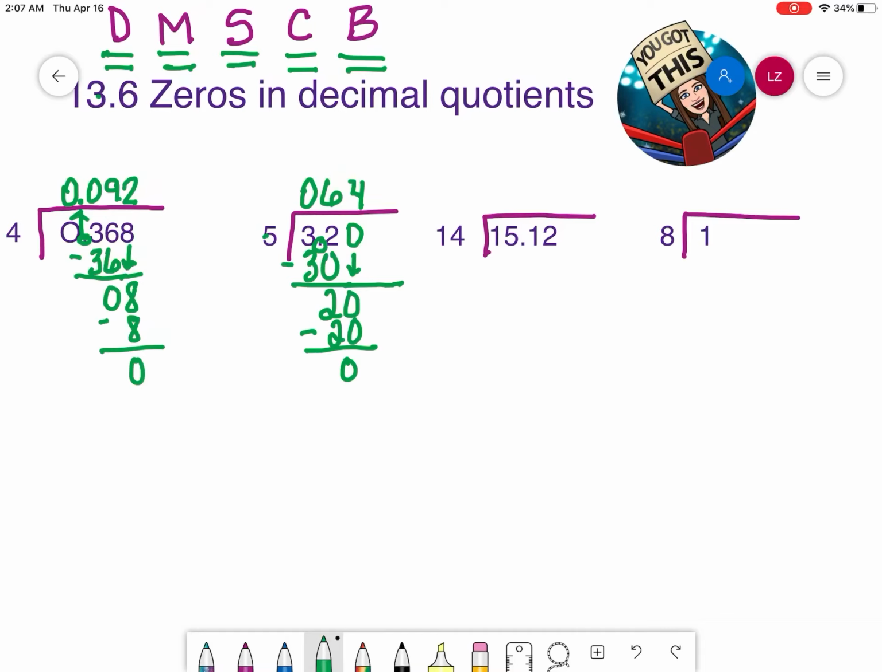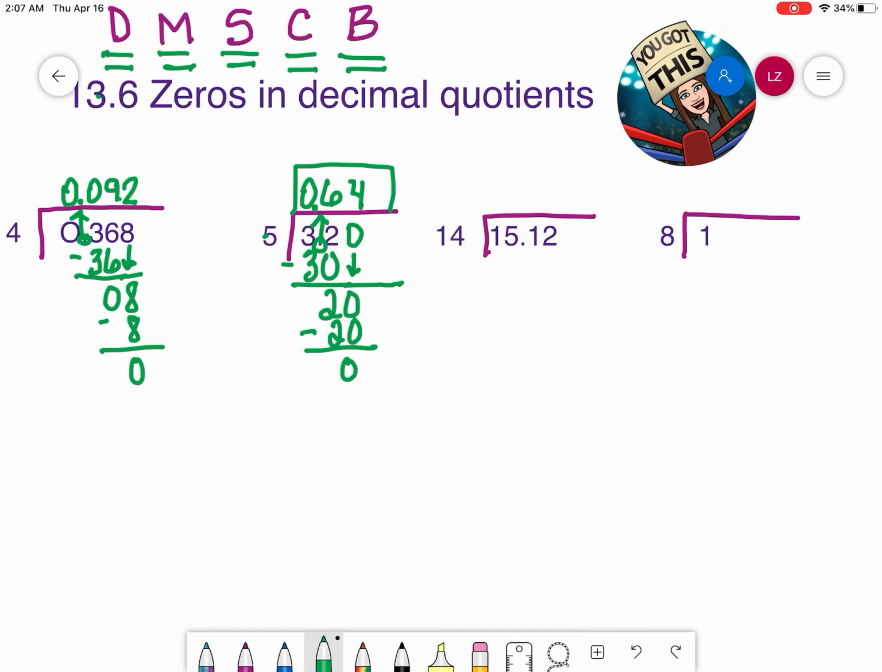Don't forget about him at the very, very end. Bring him up to right here. We have 64 hundredths. All right? So that is how we get rid of a remainder. We keep adding zeros to the dividend, bringing them down until we are finished.